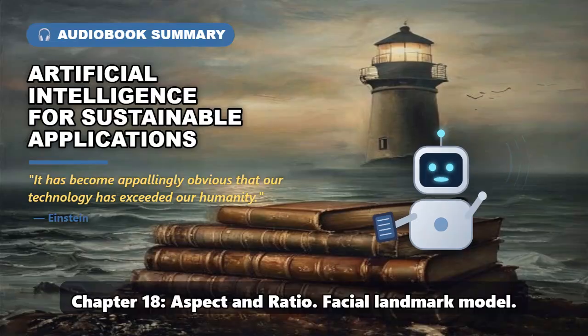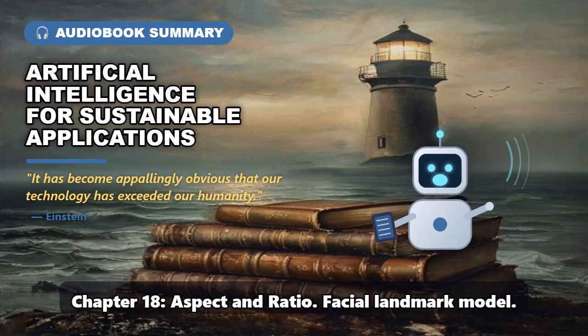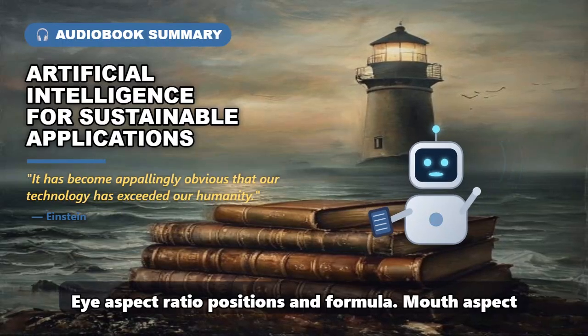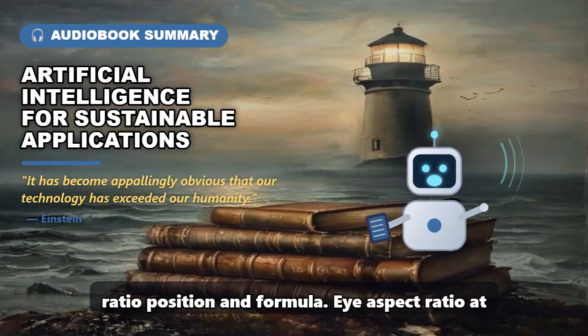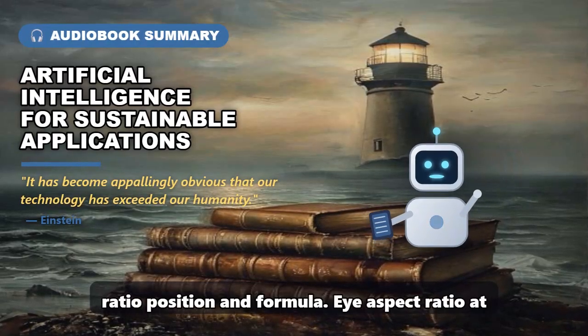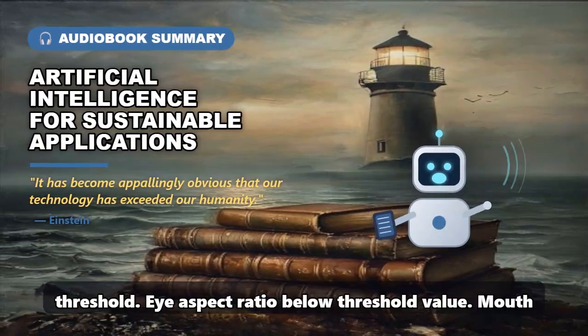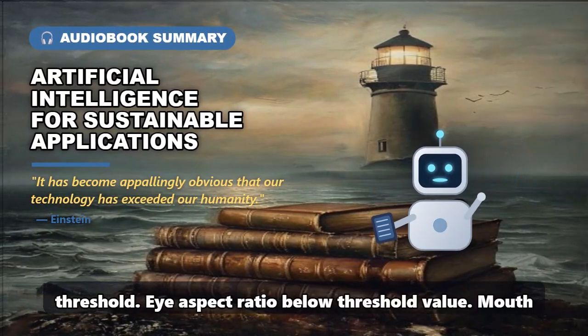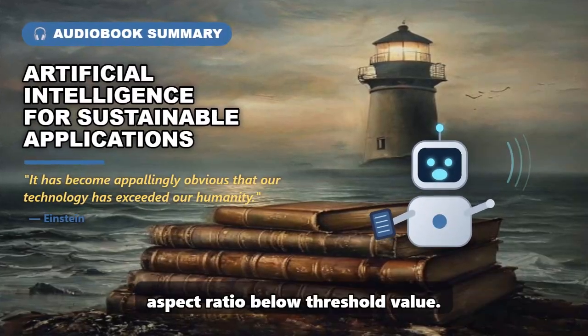Chapter 18, Aspect and Ratio. Facial landmark model. Eye aspect ratio positions and formula. Mouth aspect ratio position and formula. Eye aspect ratio at threshold. Eye aspect ratio below threshold value. Mouth aspect ratio below threshold value.